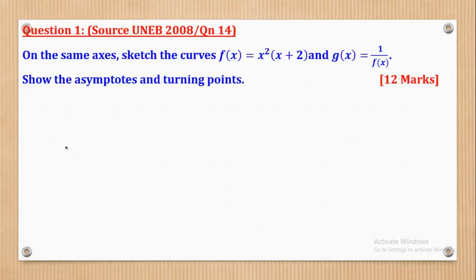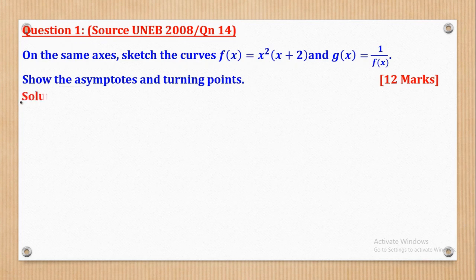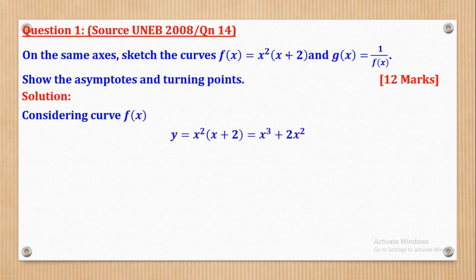So with that, let's go through these questions. One came from UNEB 2008, paper 1, question 14, and says, on the same axis, sketch the curves this and this, and show the asymptotes and turning points. So there are two curves. Let's first consider the curve of f(x) alone. So f(x) is that, but when I expand it, I come up with this.